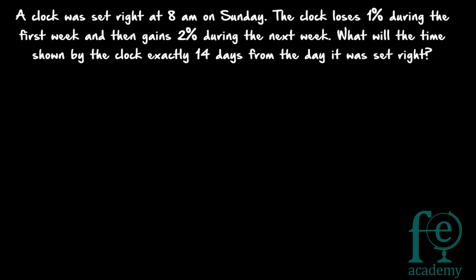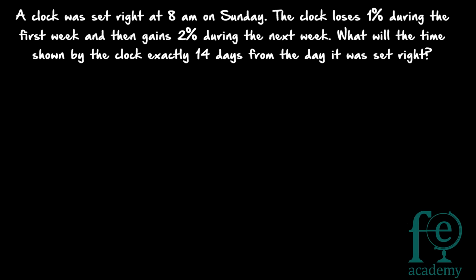So today's question is, a clock was set right at 8 am on Sunday. The clock loses 1% during the first week and then gains 2% during the next week. What will be the time shown by the clock exactly 14 days from the day it was set right?